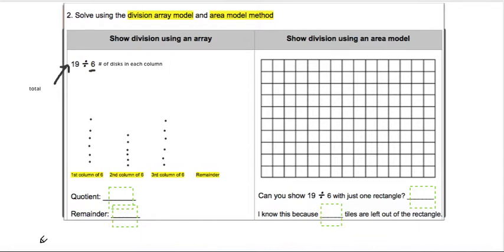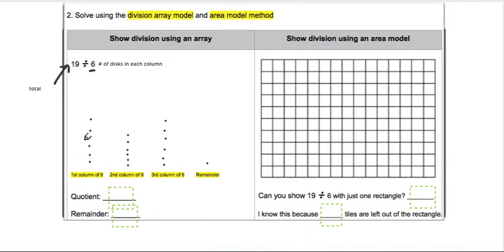Can I make another group of 6? No, I cannot make another group of 6. That would go over the number 19. I have 18. How many more do I need to get 19? Good, one more, so that 1 is my remainder.